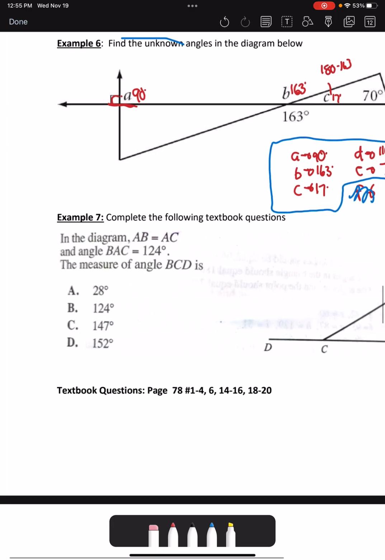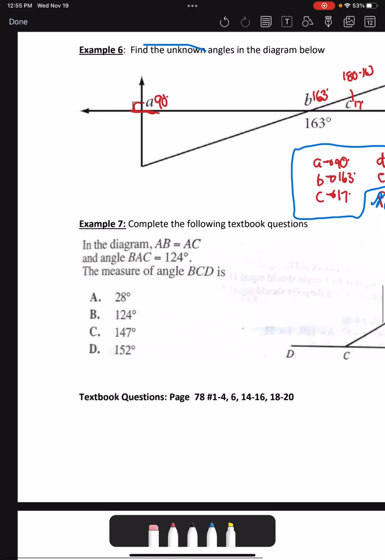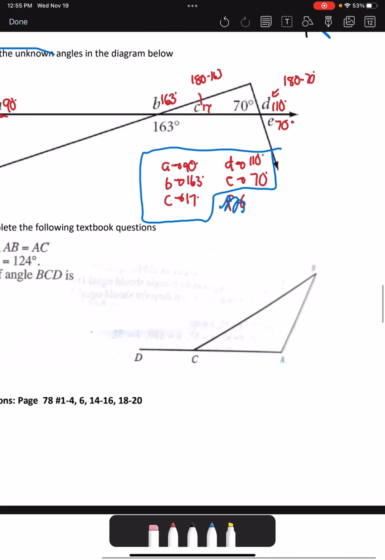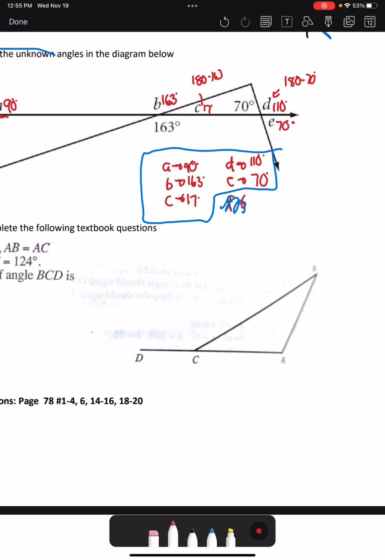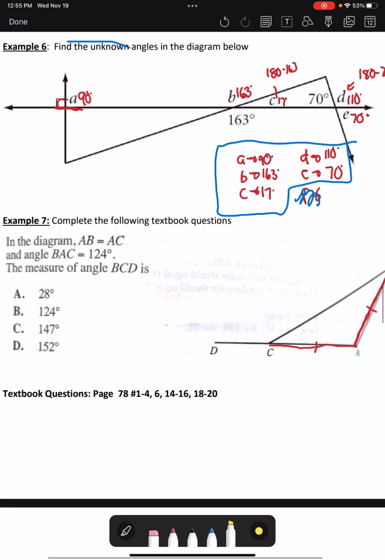Last question in our notes. So it says complete the following textbook questions. Oh, I guess I meant to put that down low. So in the diagram, AB equals AC. So they're saying AB, that would be that line segment, is equal to AC. So we are dealing with an isosceles triangle because as soon as we have two sides that are equal, it's isosceles. Then it says angle BAC.